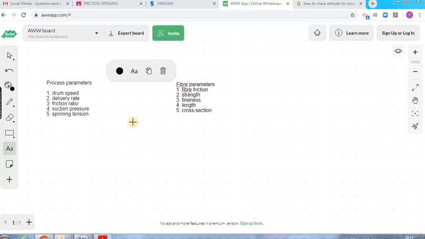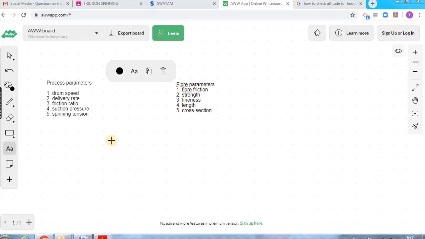So the fibers are held firmly against the drum, which makes it very difficult to lift them up from the drum, and very difficult to set the fibers in a rotating motion because they are very tightly held by the drum. So very high suction pressure should be avoided. Optimum suction pressure has to be kept.